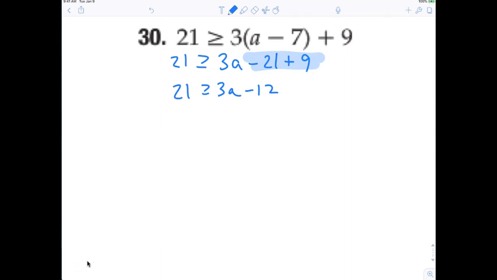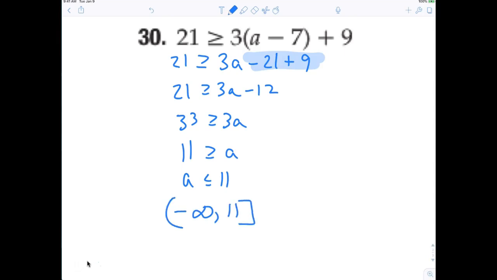Now what do I have to do to both sides? Add 12. Thank you very much. And now what? Divide by 3. Thank you. 11 is greater than or equal to a, or a is less than or equal to 11. Are we okay with that? If you're less than or equal to 11, that means you're going from negative infinity to 11 bracket.